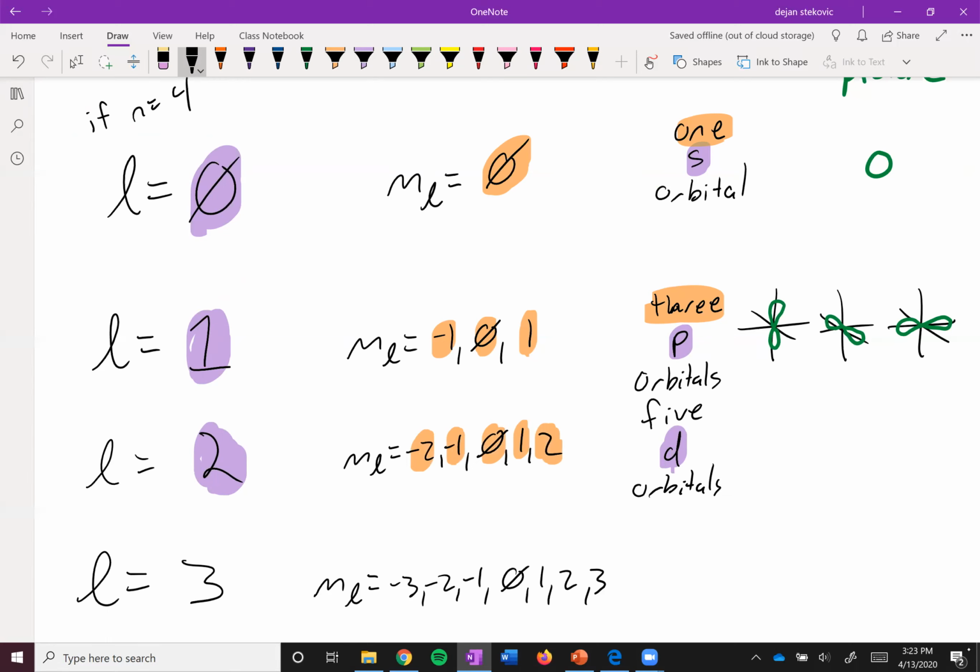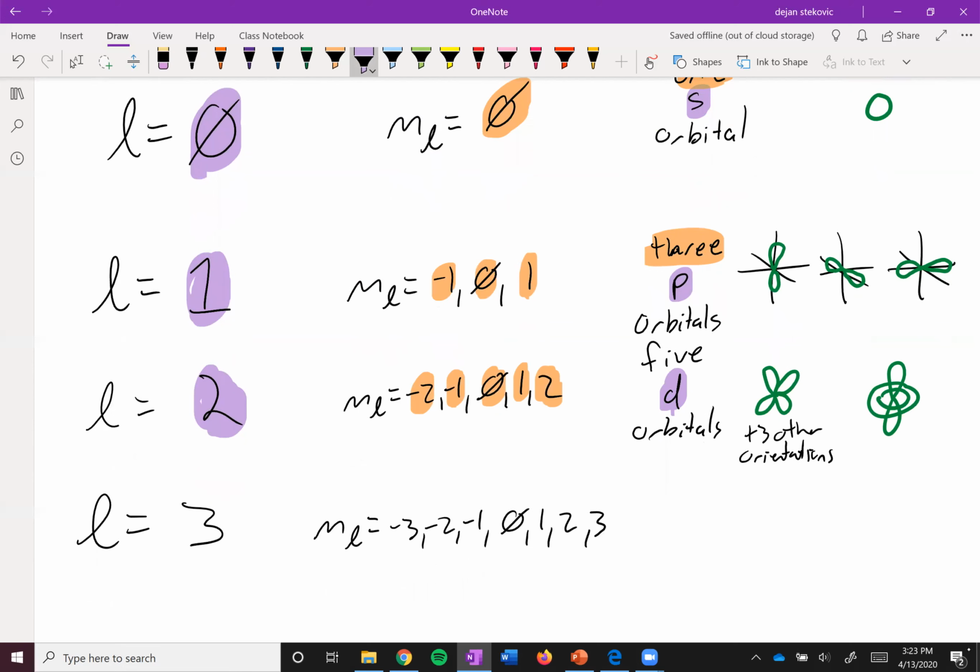These d orbitals basically just look like a 4-leaf clover. There's 4 lobes essentially. So there's this one, and then plus 3 other orientations, similar to the p orbitals, how they're in different orientations. And then you have one extra one that looks something like this.